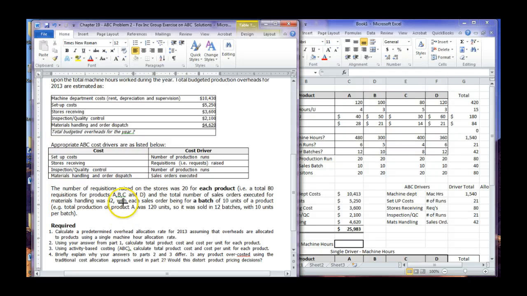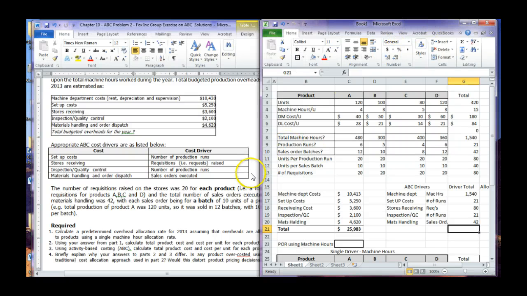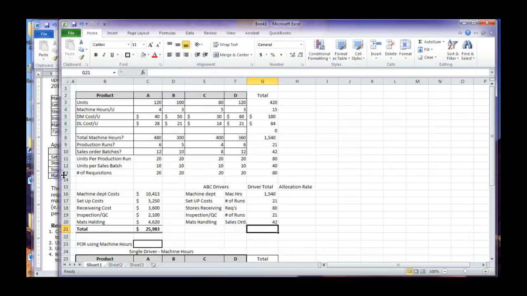But luckily, with each cell being for a batch of 10 units, a product was 120. So they're giving us a lot of the information that we need in this paragraph. It's redundant. Yay. Get rid of that pen. All right. Now, what do we have here?